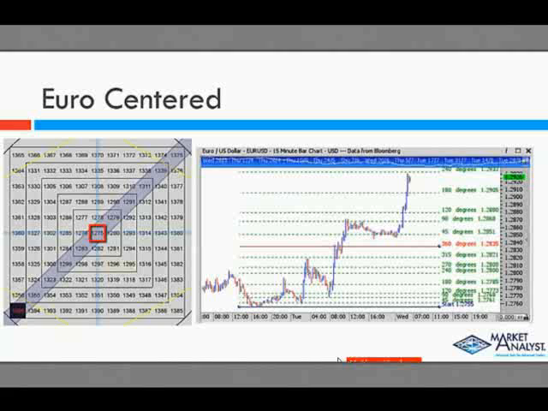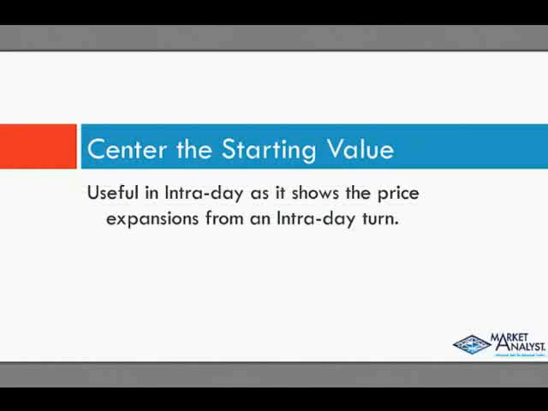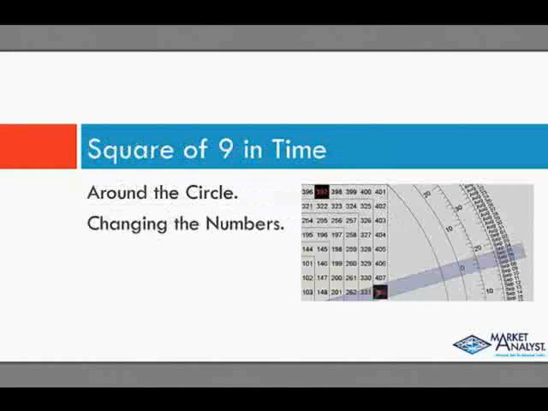All right. So that's dealing with the price. What we've covered is just the static numbers and their relevance to the market. We've looked for turning points at the extremities of the square and the relationships as we move around the square of 9, and also putting a price in the center of the square of 9 and how that changes the whole dynamic of it as well.